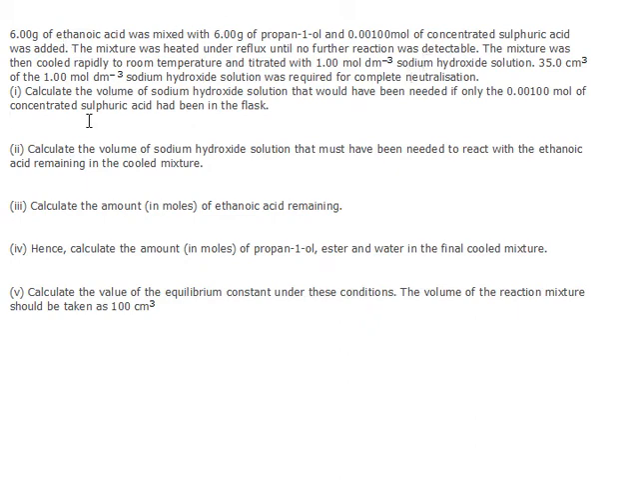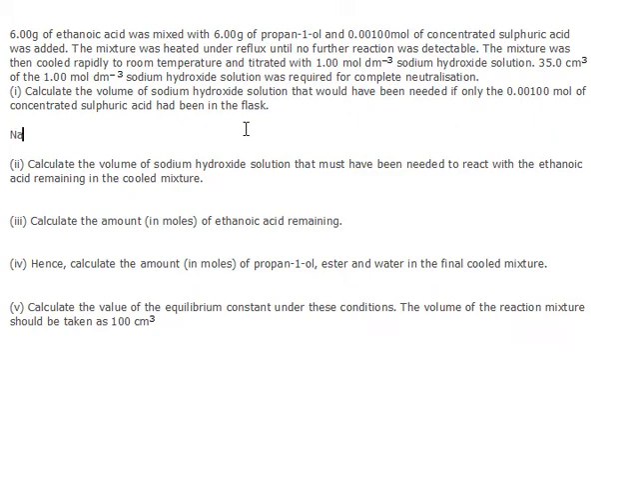Okay, let's just take the question one bit at a time. Calculate the volume of sodium hydroxide solution that would have been needed if only 0.001 moles of concentrated sulfuric acid had been in the flask. So what we need to do is put down the equation for the reaction. NaOH is going to react with H2SO4. We should be able to see here that there are 2 hydrogen ions from the sulfuric acid, which means that we would be expecting 2 sodium hydroxides needed. And in fact, this is the case.